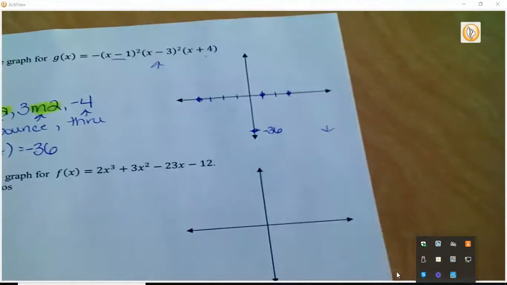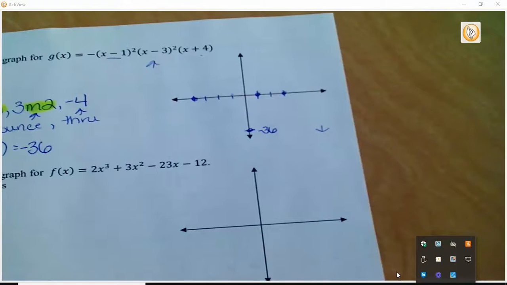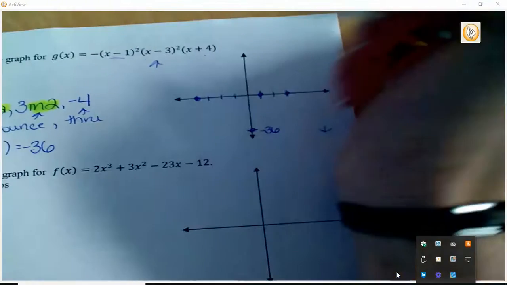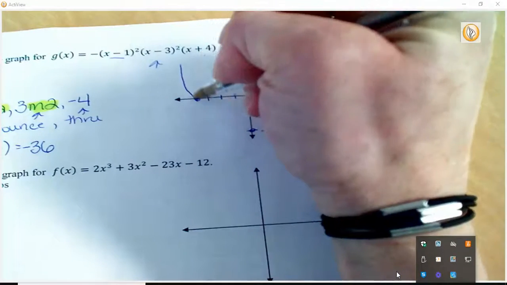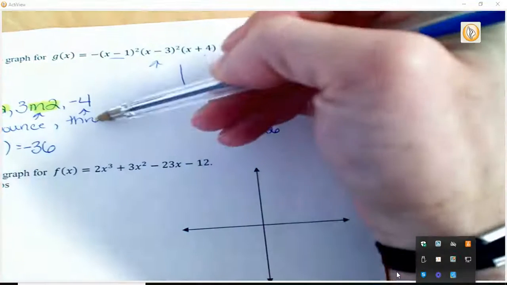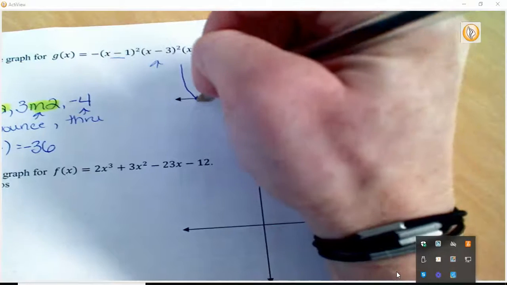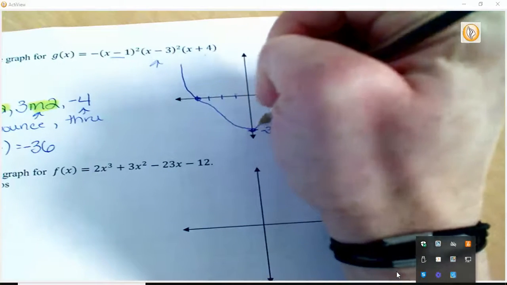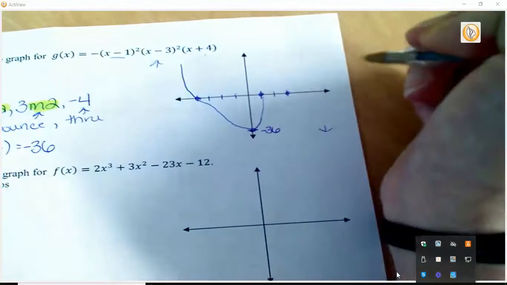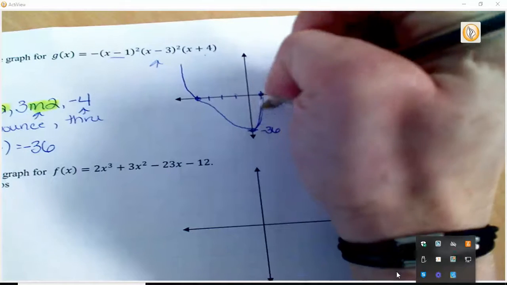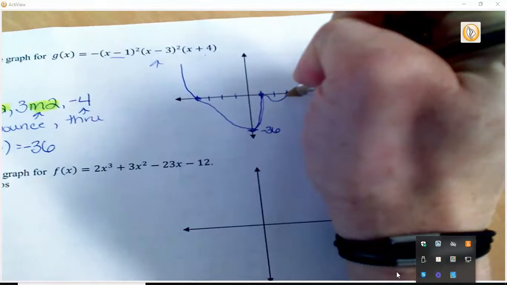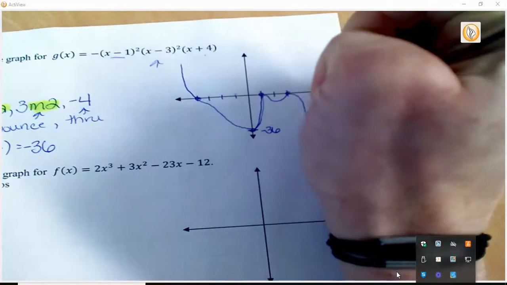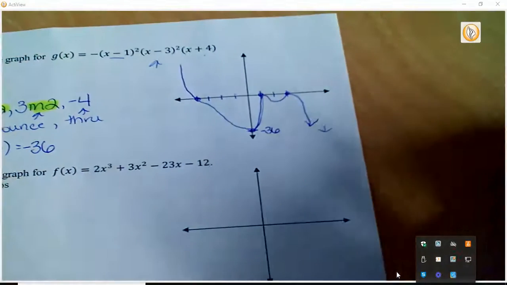You really don't need your calculator at all to graph this. We said we'd start up here. At negative 4, the graph goes through. Okay, have to hit your y-intercept, come back. At 1, the graph will bounce. At 3, the graph will bounce. And we said it would end going down, which it did.